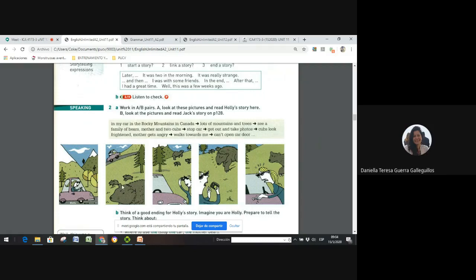Picture 2. And then I see a family of bears. Ah, no, esa es la siguiente. Yes. And then lots of mountains and trees. Okay, and there were, habían, and there were lots of mountains and trees. You can add information like saying, and there were beautiful lots of mountains and trees that I could see from my car. So you can add information.